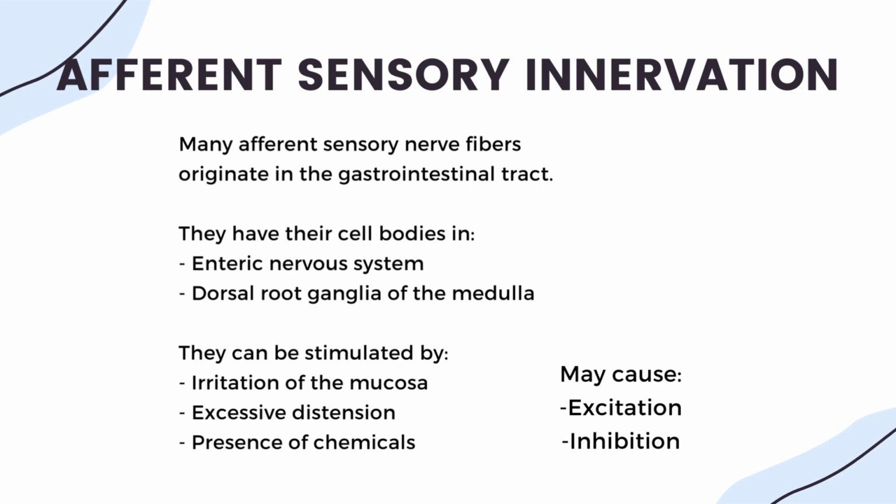These cell bodies can be stimulated by mucosal irritation, excessive distension of the intestine, or by the presence of specific chemicals in the intestine. The substances transmitted by these fibers can cause either excitation or inhibition, depending on the type of reflex we are talking about.